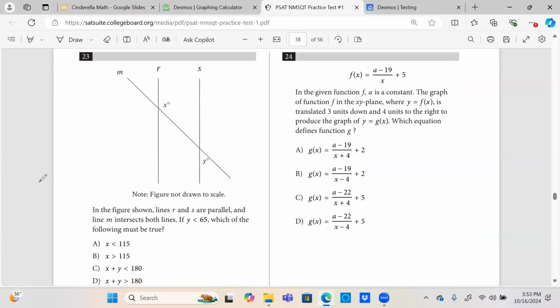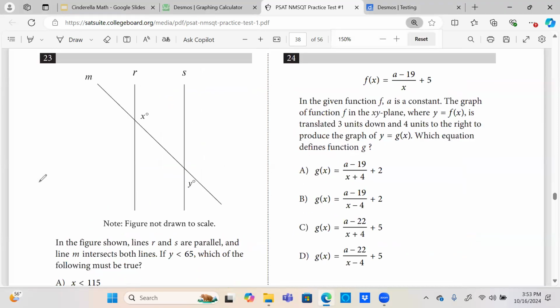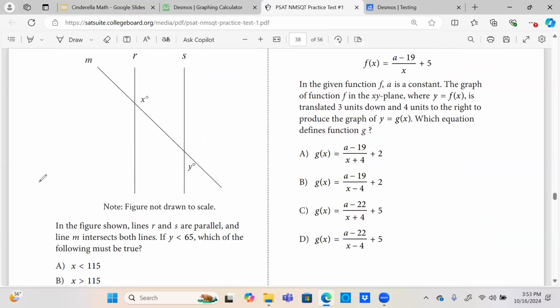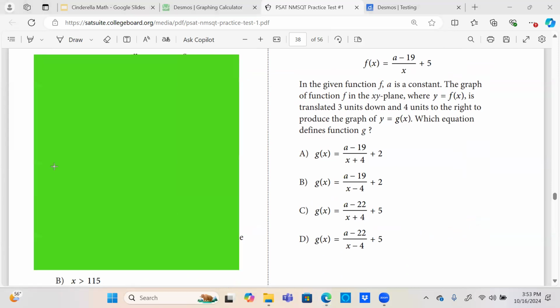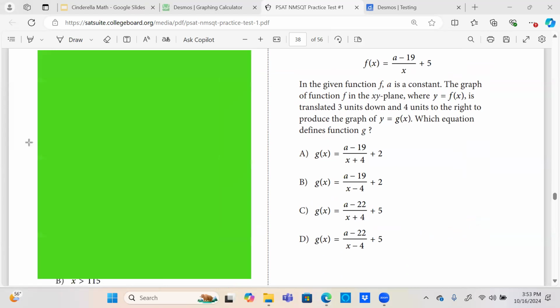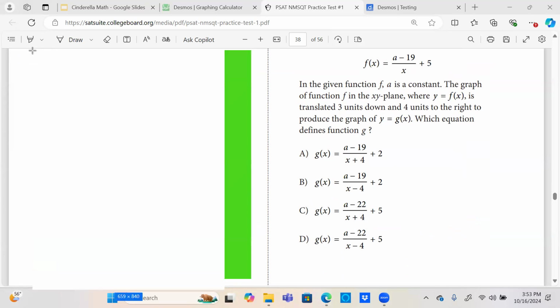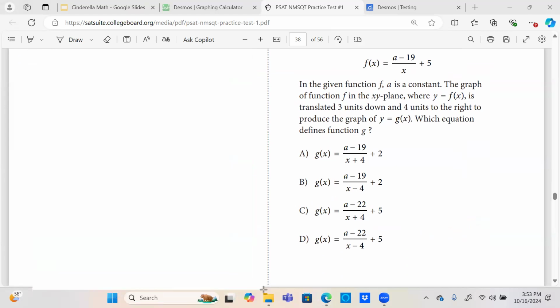Okay, 24. In the given function, a is a constant. All right, the graph, okay, oof, another tricky one. I'm just gonna cover this up so it's not in the way. In the given function, a is a constant, and the graph is gonna go 3 down and 4 right.